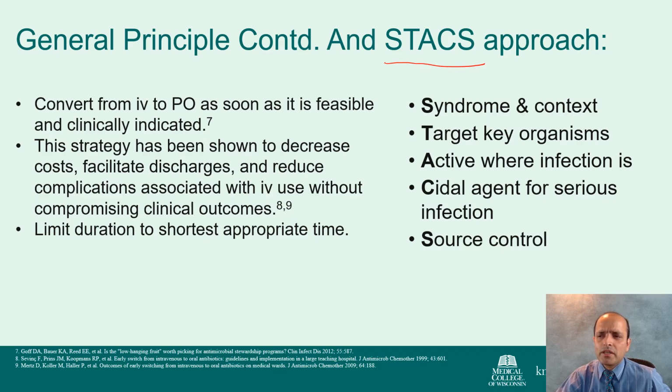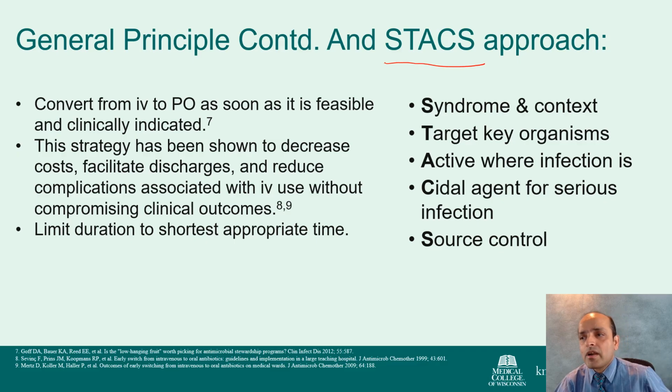Whether you are trying to treat severe CAP versus community acquired pneumonia, that's really important. And then you have to target the key organism. So what is the likely organism? If you are talking about, let's say, cystitis, what is the likely organism? E. coli, right? If you're trying to treat community acquired pneumonia, what is the likely organism? Pneumococcus. When you're trying to treat hospital acquired pneumonia, what is the likely organism? Staph aureus or Pseudomonas, right?